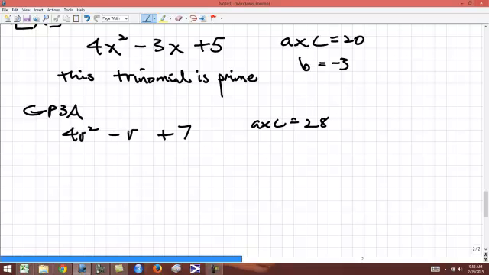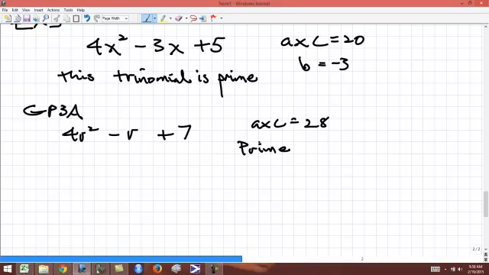It's just impossible. Now, if there was a negative and a positive, if this was negative 7, then we'd have something we could work with, because we'd have a negative and positive factors, and maybe we could end up with something, although in this case I don't think it would work. So this trinomial is prime. Can't be factored.